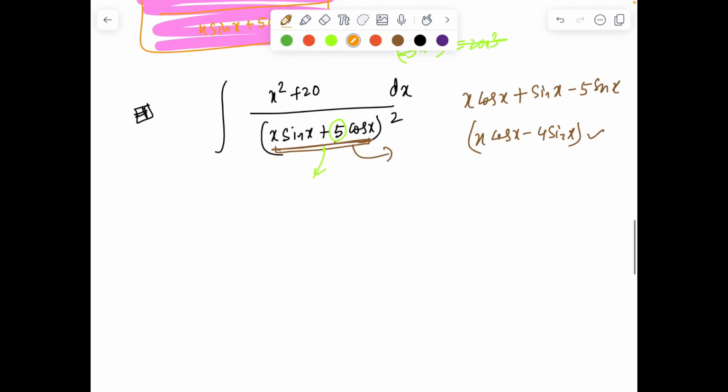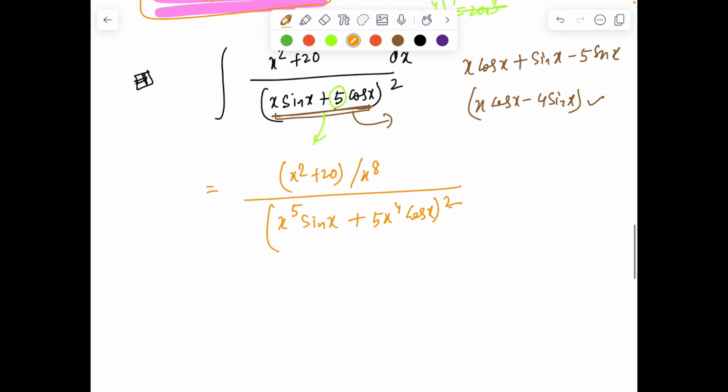So let's try. What we'll do is I'm going to multiply this denominator by x to the power 4, that makes it x to the power 5 sin x plus 5x to the power 4 cos x, the whole square. Remember, I made x to the power 4, so it's x to the power 8. So I have to divide by x to the power 8, right? So it's x square plus 20 divided by x to the power 8.